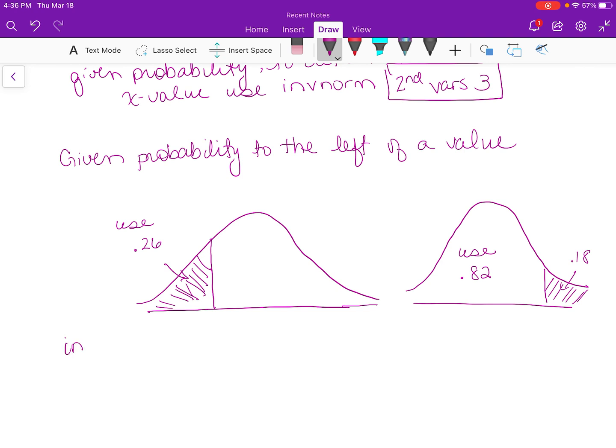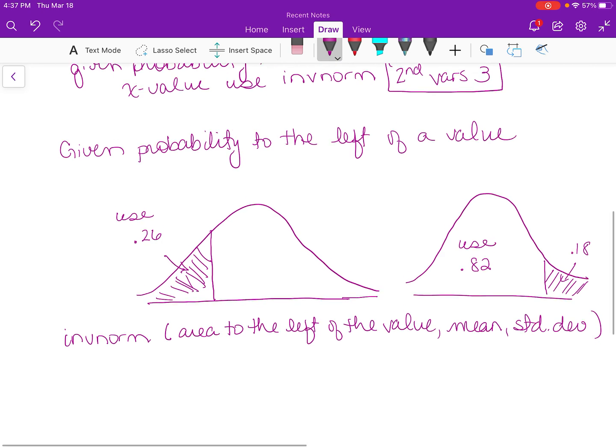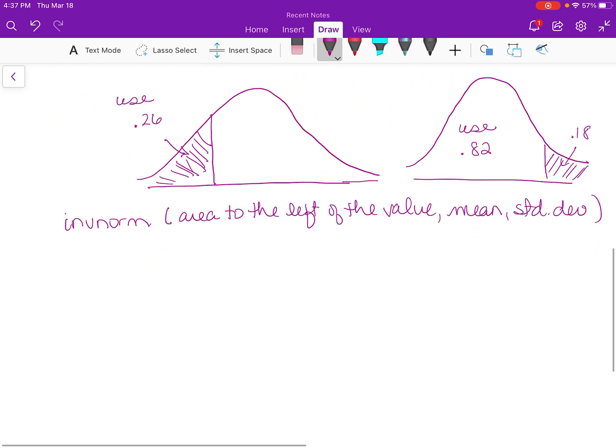So the calculator in inverse norm wants the area to the left of the value, the mean, and the standard deviation. And that way, whether it's a z-score that you're dealing with or an x value that you're dealing with, if you know the probability and you know the mean and standard deviation, you can find the z-score or the x value.